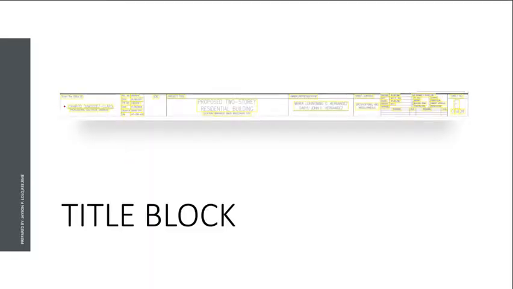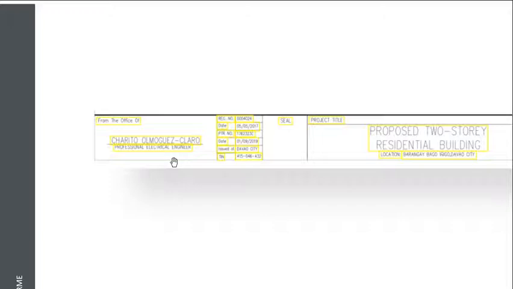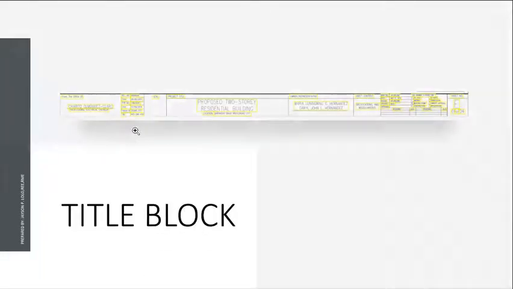So as you can see on the title block, you can see the name of the professional electrical engineer, its data here, its registration number for the PRC, and the professional tax receipt or PTR number. Every year this is updated, while the PRC is updated every 3 years. Then the TIN number or the BIR TIN. The seal of the professional electrical engineer will be sealed here.